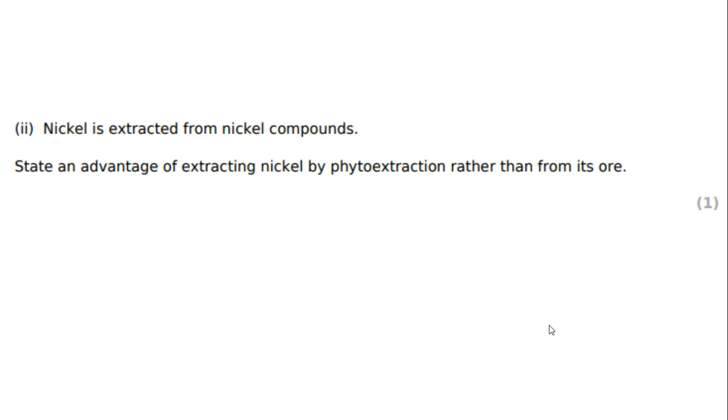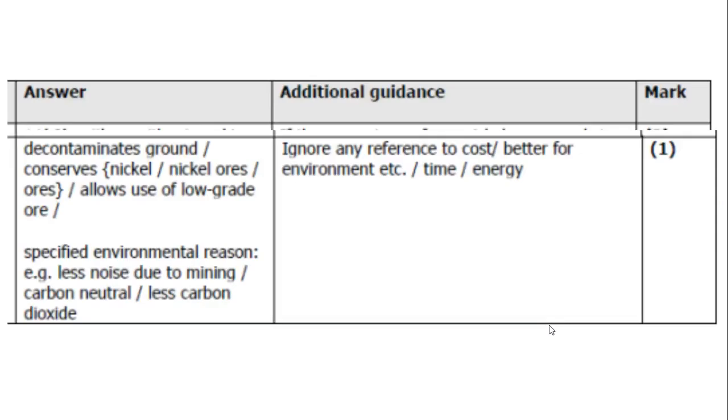Okay, so this is nickel, not copper, but the same ideas apply, and you're supposed to apply your knowledge to show that you can understand what's been going on with copper and apply it to this new situation. What do we want? Well, you can decontaminate the ground, it conserves high-grade nickel ores, it allows use of low-grade ore, or a specific environmental reason, such as the fact that there might be less noise from the mining, it's carbon neutral, less carbon dioxide is produced. But you don't get any marks, and this is the key point, for talking about generic costs, about being better for the environment or time or energy, without being actually specific as to what the benefits are.